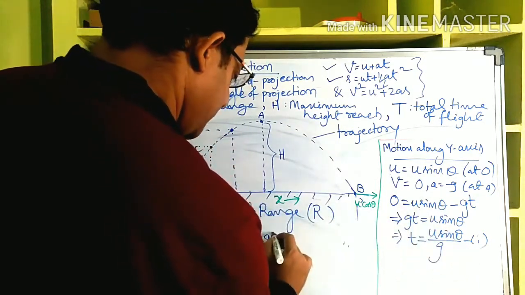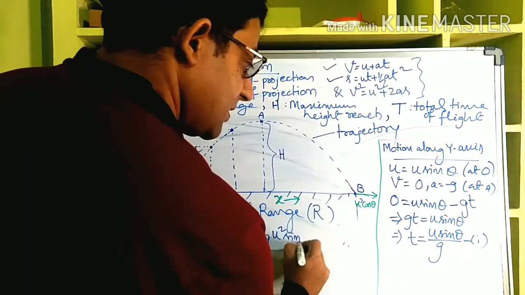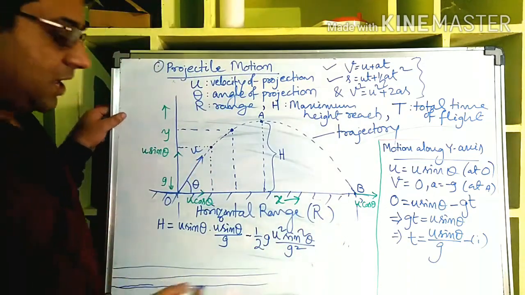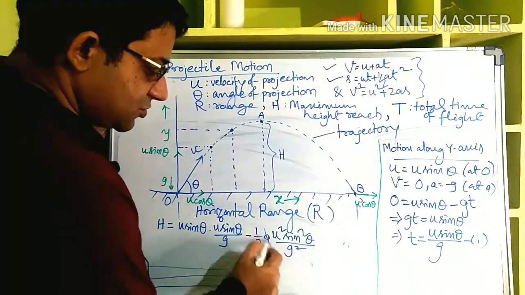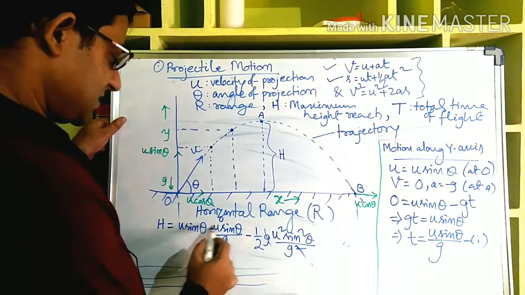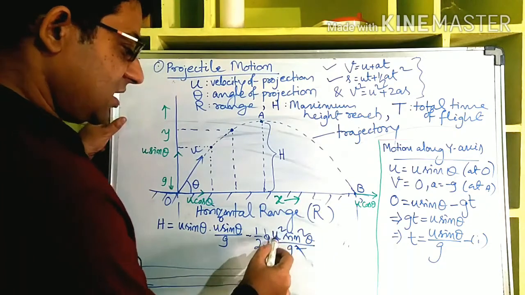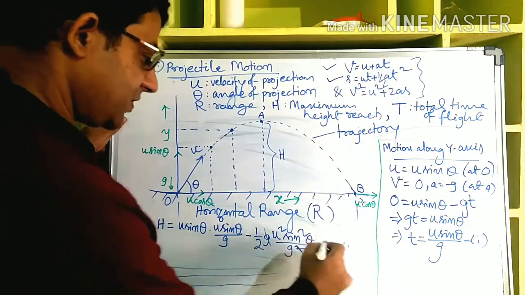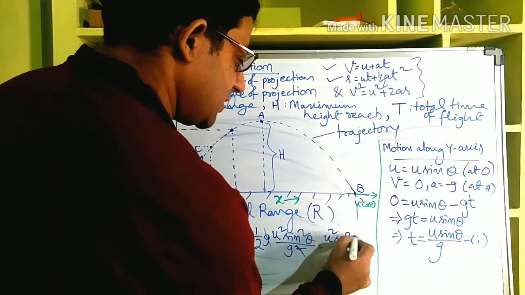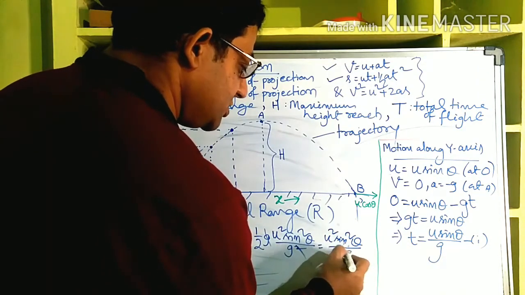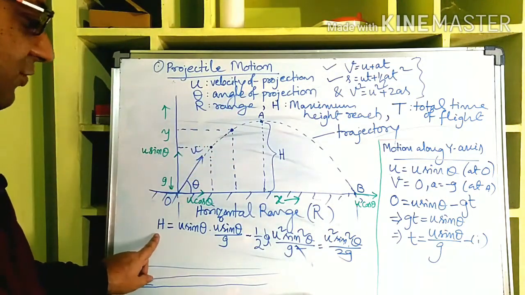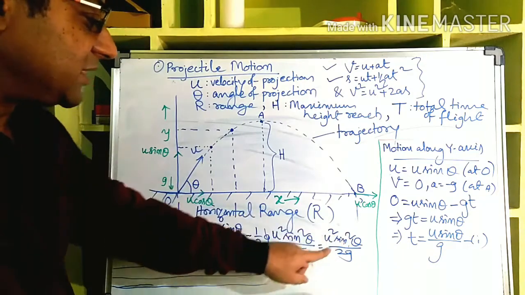square of this, u square sine square theta by g square. Now this is g square, meaning g into g, so one g got cancelled with one g. So this is u square sine square theta by g minus u square sine square theta by 2g, which is equal to how much? u square sine square theta by 2g. So we got the maximum height reached is equal to u square sine square theta by 2g.